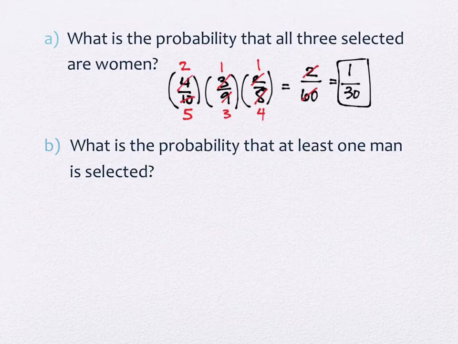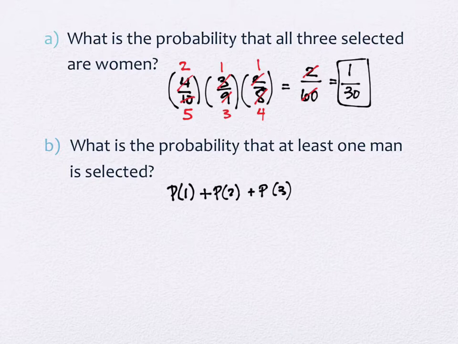Part B, however, asks a question that we can find in 2 different ways. Part B says, what's the probability at least 1 man goes? So it's asking for the probability that 1 man, 2 men, or all 3 are men that are going, right? So one way to do that, this is not the way we're going to, by the way, would be to find the probability that 1 man goes, plus the probability that 2 men go, plus the probability of 3 men going.